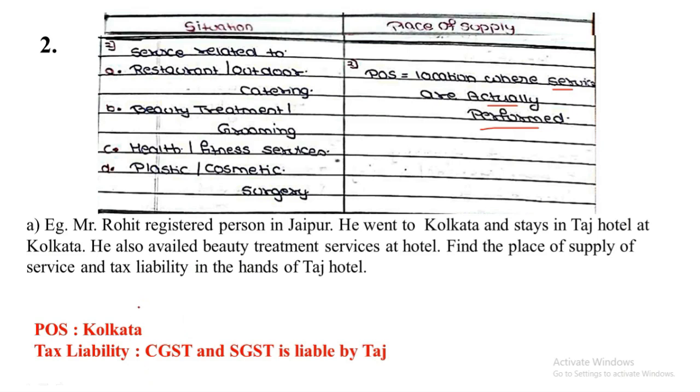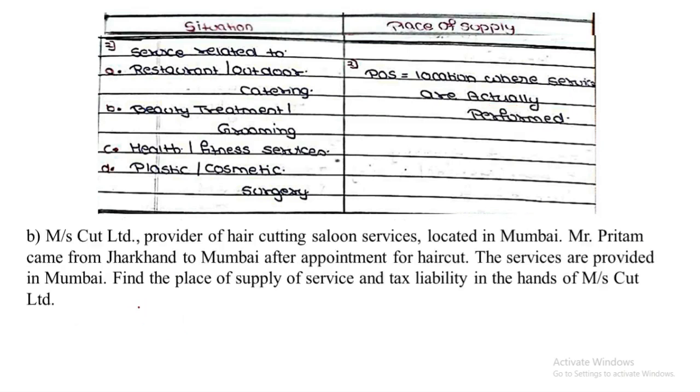Okay, we take another example under the same category. Mr. Cut Limited provides a hair cutting salon service located in Mumbai. Mr. Pritam came from Jharkhand to Mumbai after appointment for haircut. The services are provided in Mumbai. Find the place of supply.